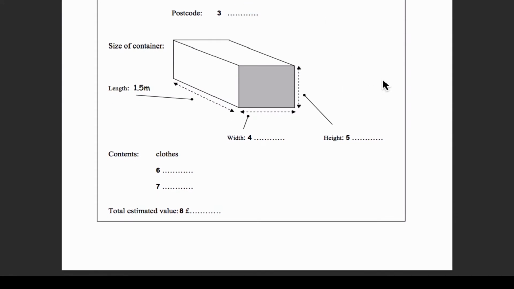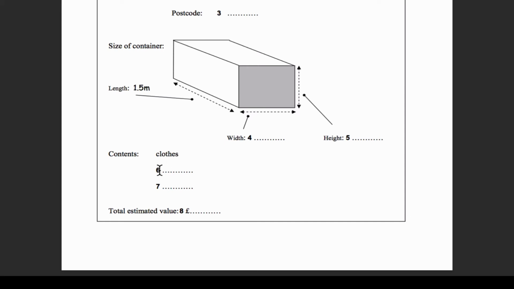Numbers 4 and 5 are all about the size of the container. So if we look at the length on the left, 1.5 meters, numbers 4 and 5 are the width, how wide the container is, and the height, how high the container is. And let me give you another little tip here. Because the length is in meters, 1.5 meters, the width and the height are probably also going to be in meters.